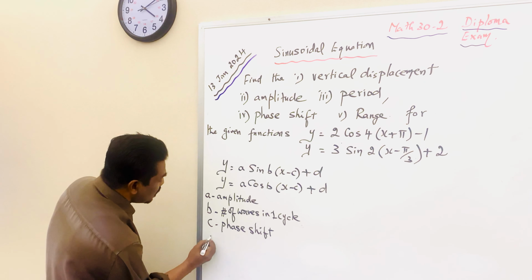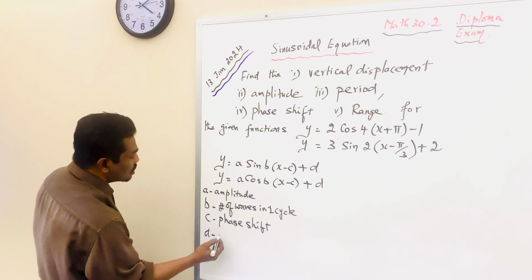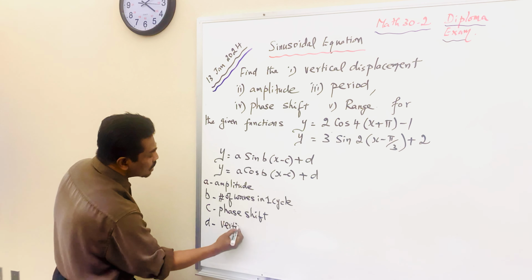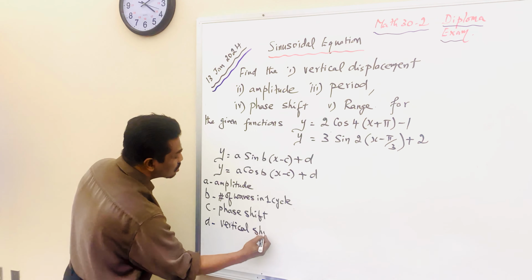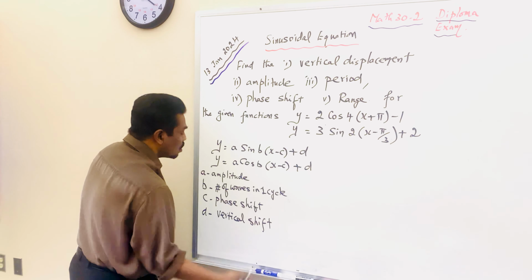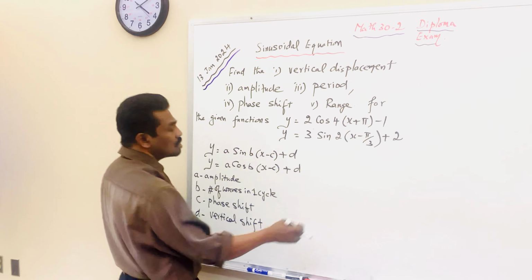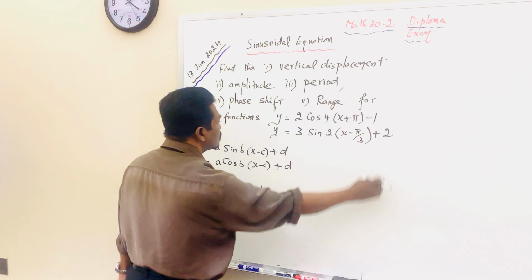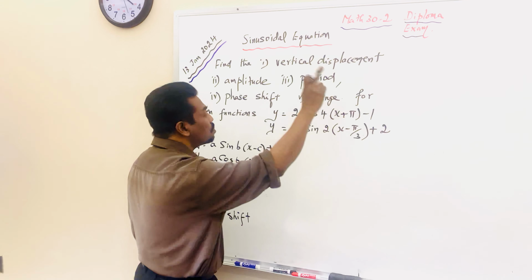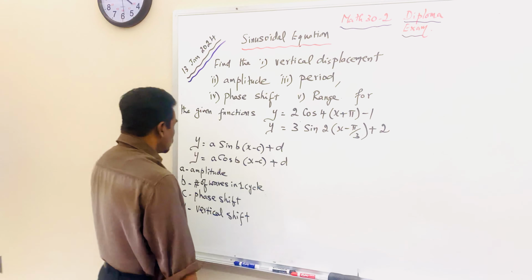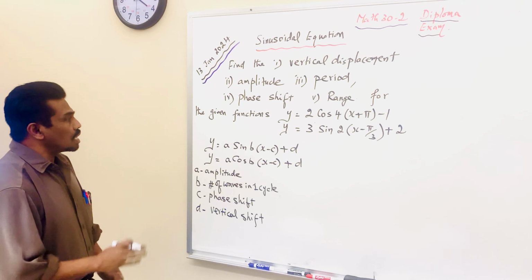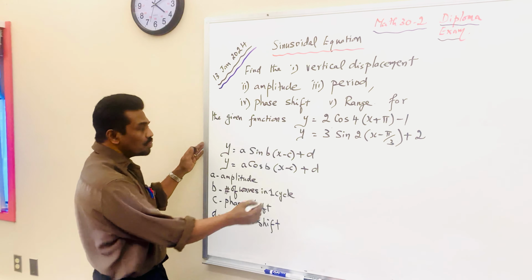The next one, D, is the vertical shift. The vertical shift will sometimes be upwards or downwards. So in this case it is downwards, in this case it is upward. If it is plus, it means up; if it is negative, it means down. So you must be careful to grab the information. So let us see the first equation.